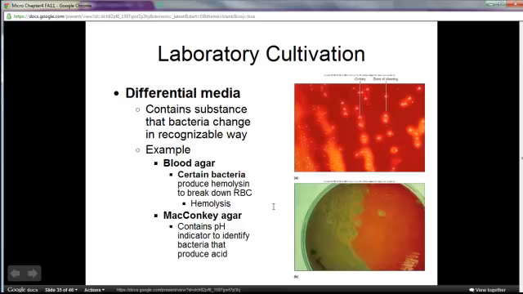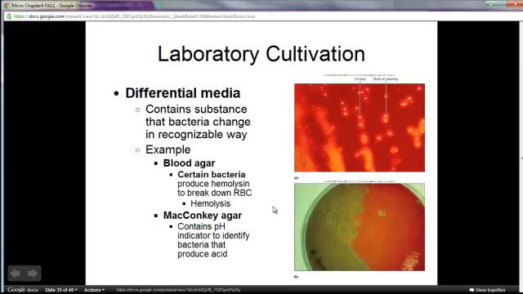Now another category of media is differential. In differential media you have a change that occurs, or a differential component that will again tell you something about the organism. So the bacteria that grow upon this medium will change it in a certain way, and that again gives you some information on what this organism is, or what it does. So a couple of examples here.